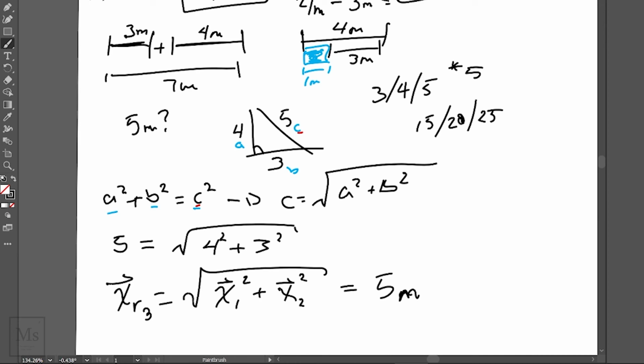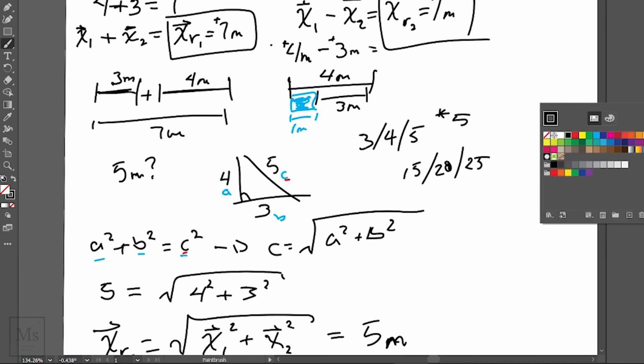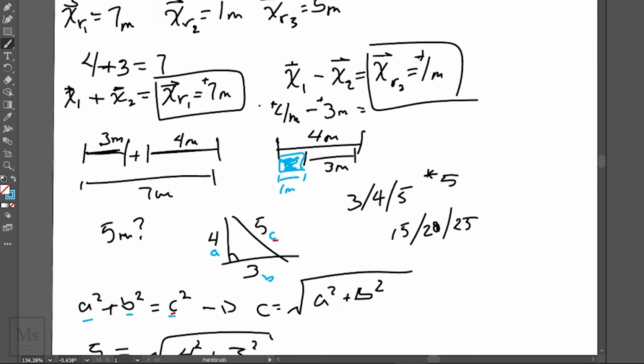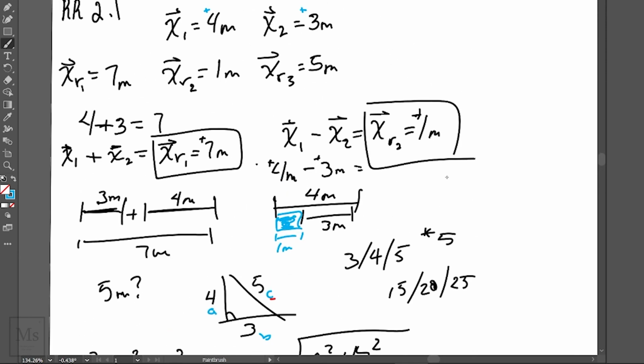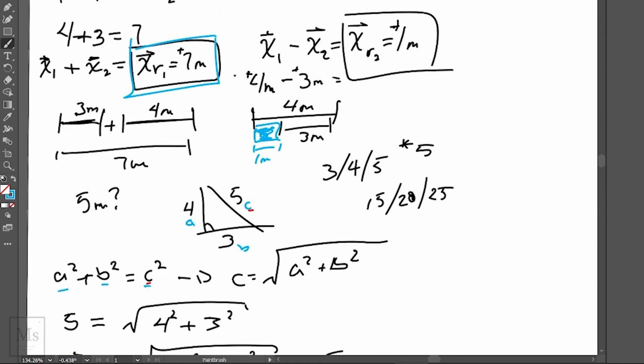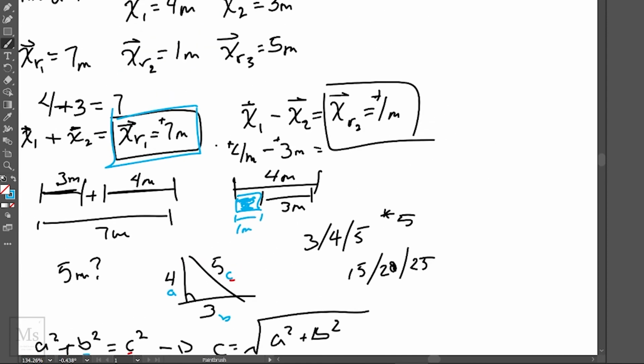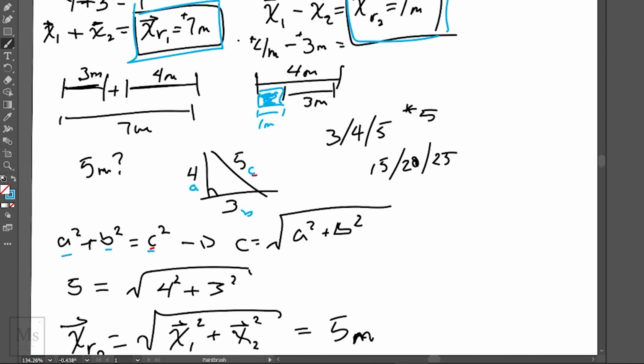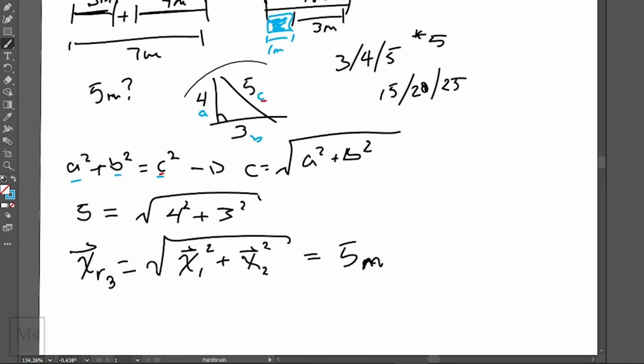So in the first answer, we get a result that is in the positive direction. We put these measuring sticks in parallel form and added them together. Here, when we subtracted them, we put them in parallel form and we subtracted them. But here they're not parallel. Here they are perpendicular to each other.